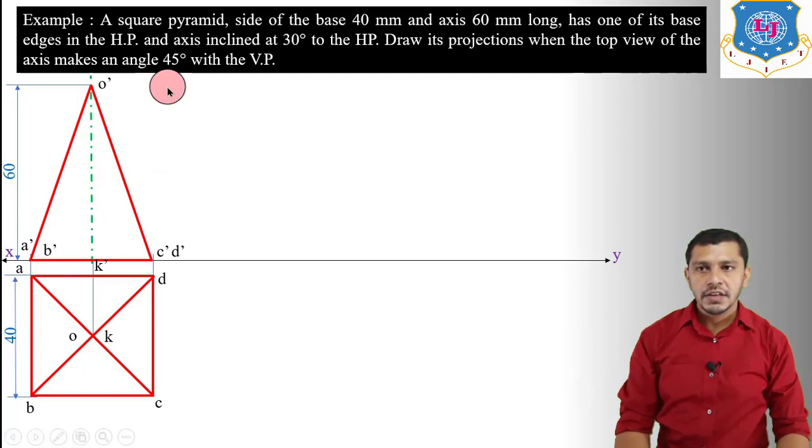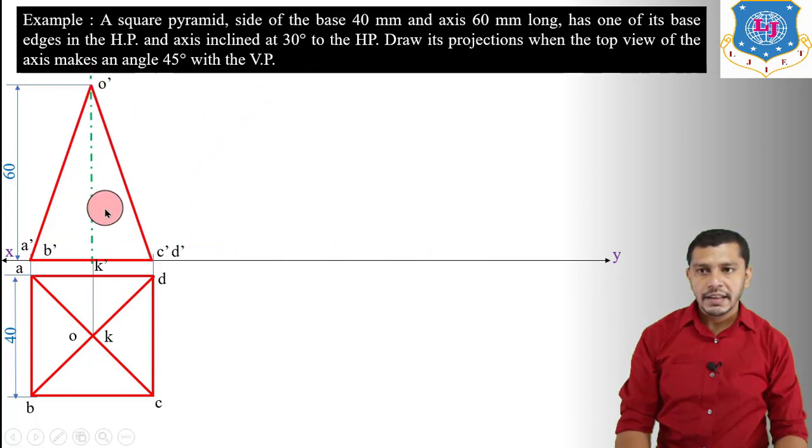Now in the second stage we will derive the condition with the horizontal plane, and the condition with the horizontal plane is given: axis inclined at an angle of 30 degree to the HP. So if we want to incline the axis at an angle of 30 degree to the horizontal plane, we will incline the axis 30 degree to the XY reference line.